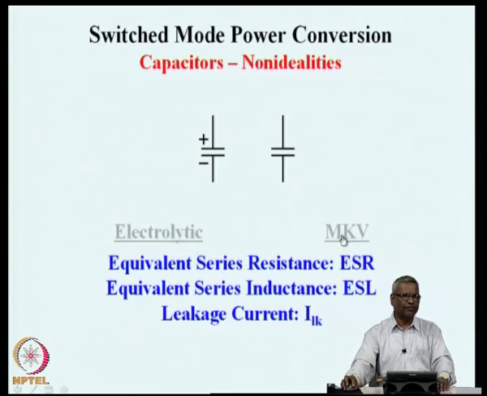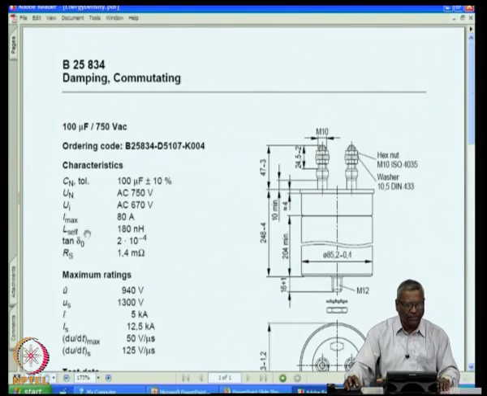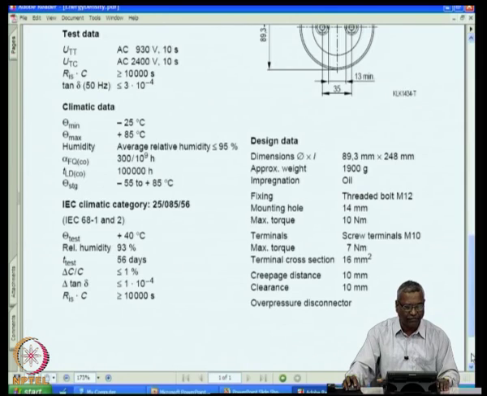For example, if you take the capacitor specification of this one, you can see that there is a self inductance, which is the same as L ESL, 180 nanohenry, and it has a series resistance RS shown here as 1.4 milliohm. So, this ESL and ESR, or the series resistance and the self inductance, are the non-idealities that are associated with every capacitor.